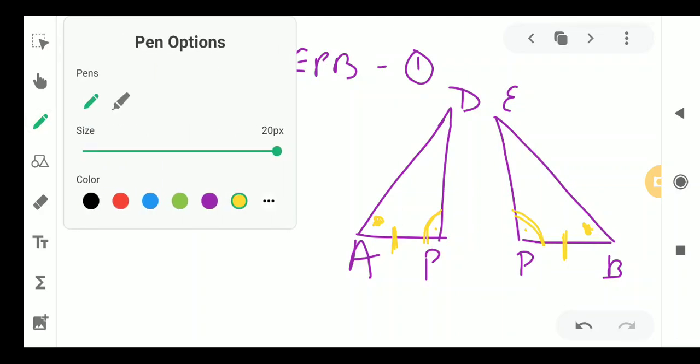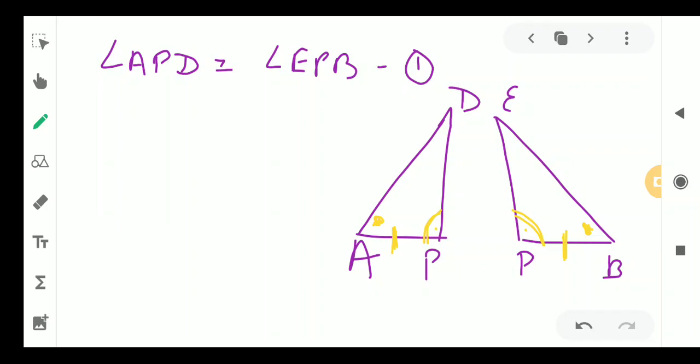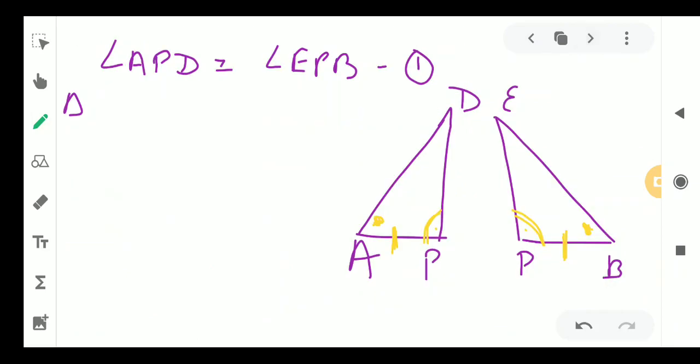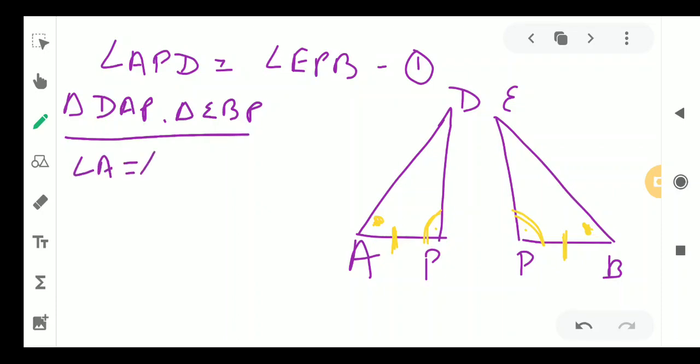So we can write the result like this. Now we can take triangles DAP and EBP. These are the two triangles DAP and EBP. So we can write angle A equals angle B, it is given. Then AP equals PB.